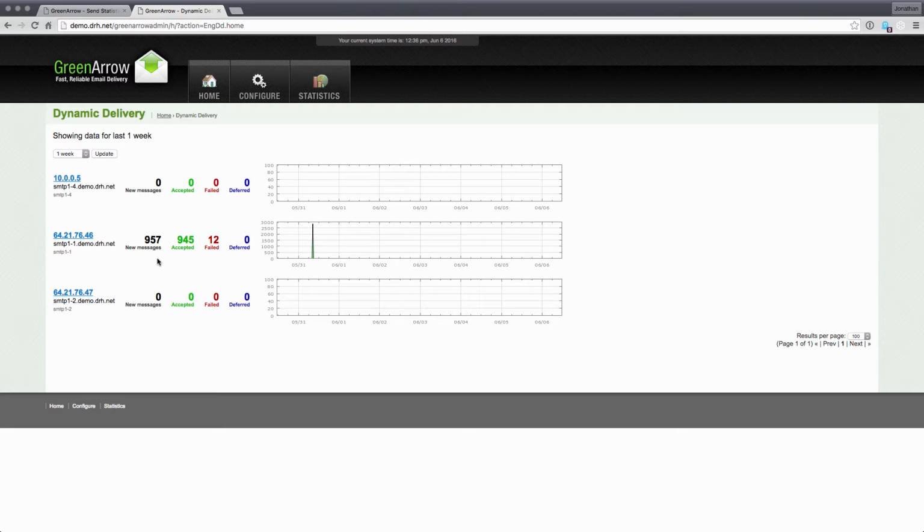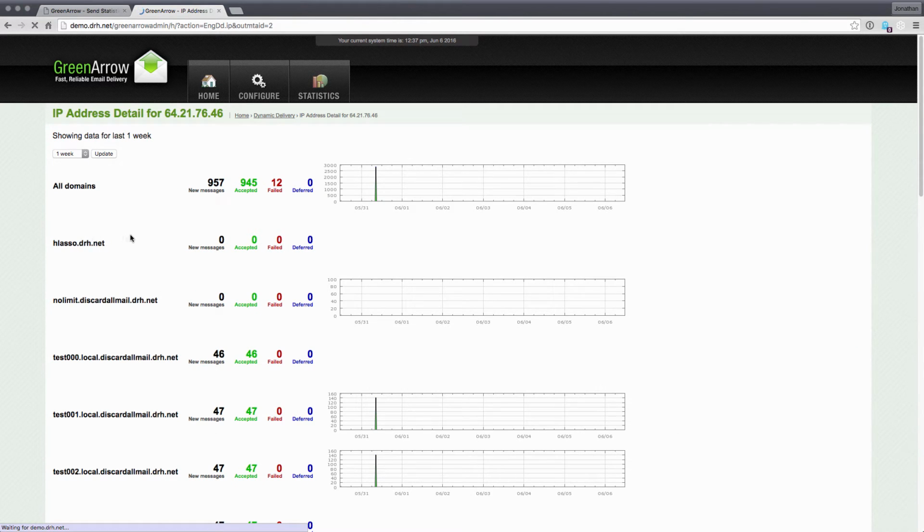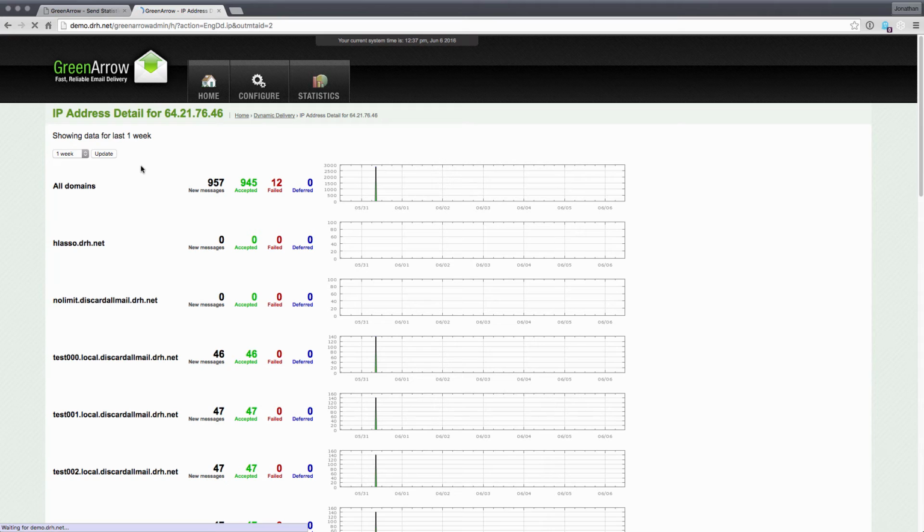In your case, you may see some IP addresses with high failure rate or high deferral rate, and in those cases, you'll want to click on the IP address, and you can see all of the recipient domains that this IP has been sending to. And we can change the date range of how far back we look.